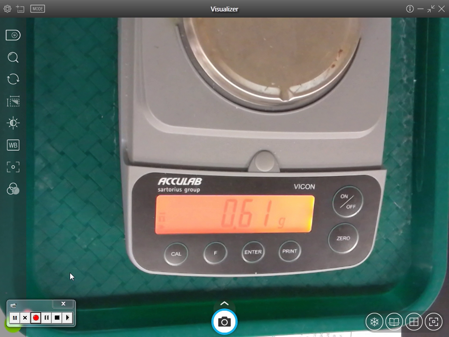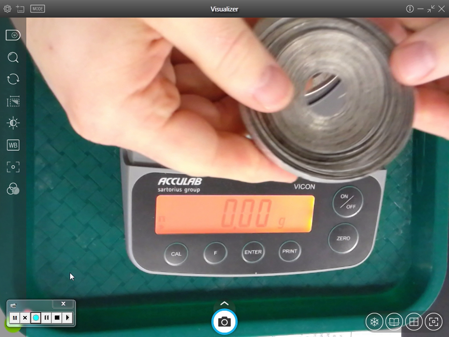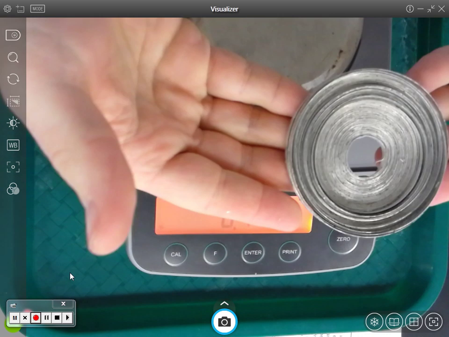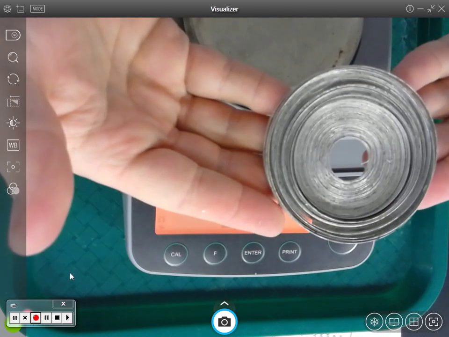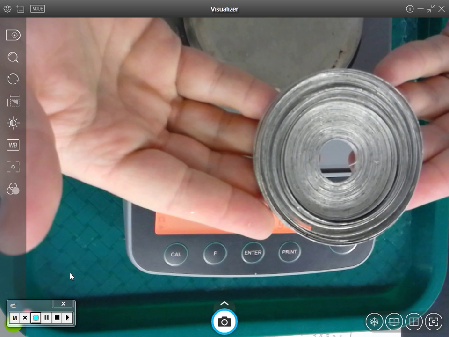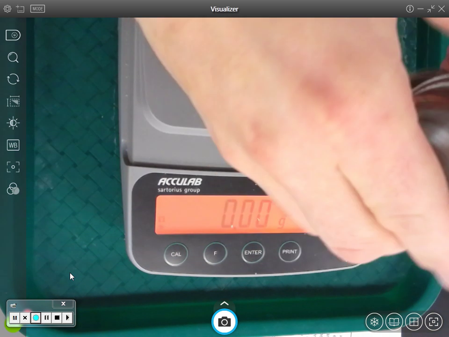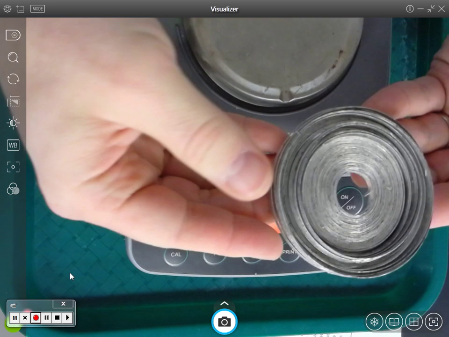All right. So here is a balance. I'm going to zero that balance out. Okay? Here, in this Ziploc bag, if I can get it open, is a roll of magnesium. Okay? So it does kind of behave like a slinky, right? If you can, you always will. All right, so here's a roll of magnesium.